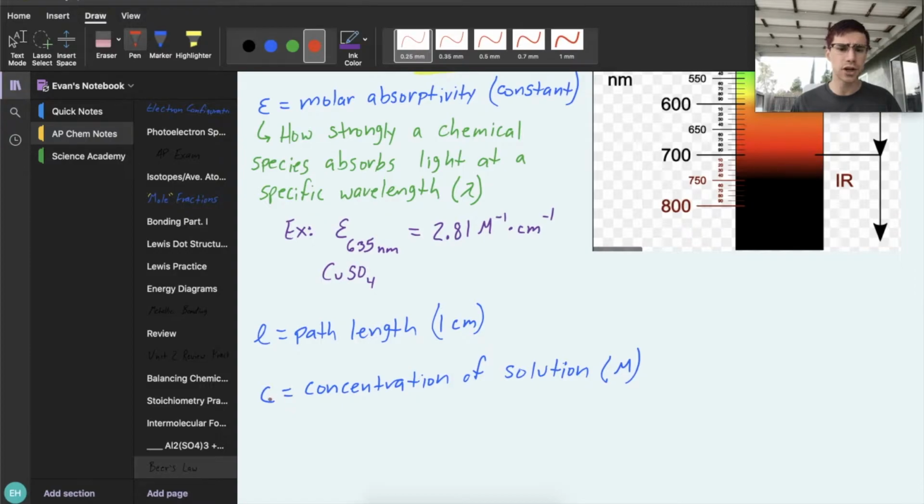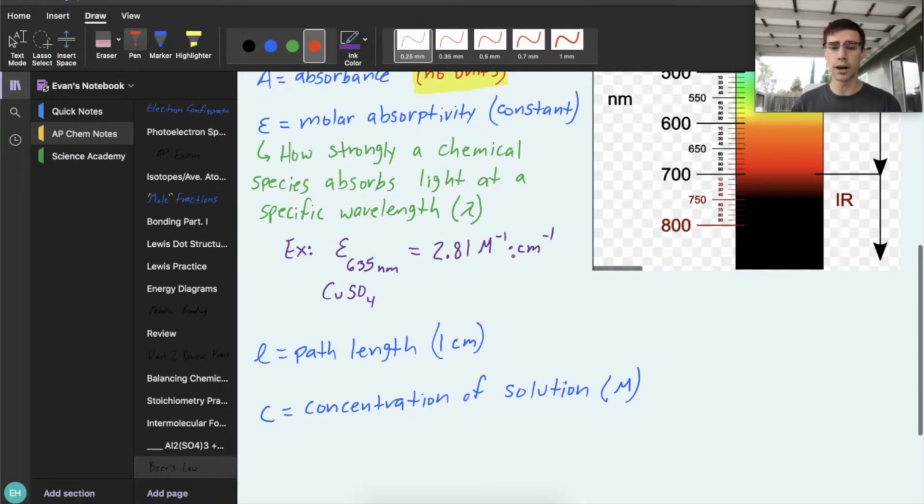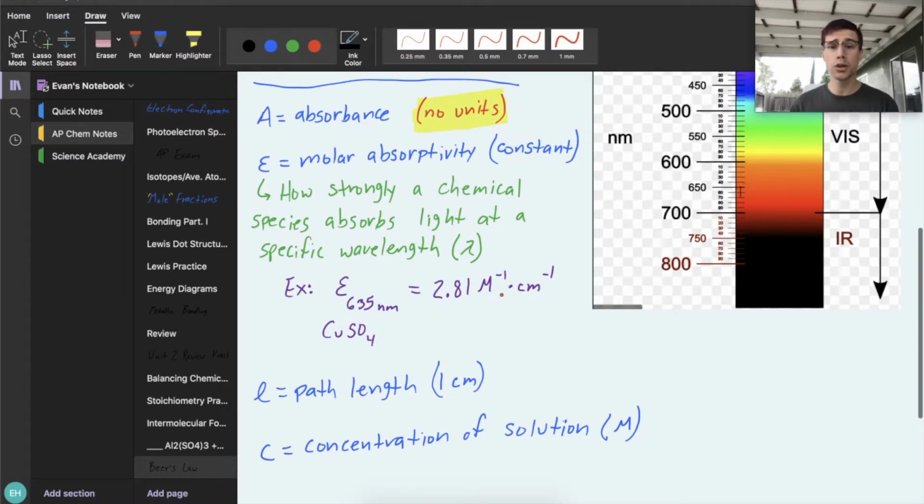Okay, and then our last variable here, C, lowercase letter c, is just the concentration of our solution in molar or molarity. So the molar value and the centimeter value are going to cancel out with the molar absorptivity, which gives us no units, which is good because, again, absorbance has no units.